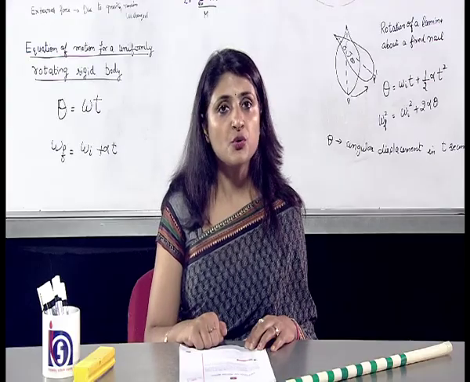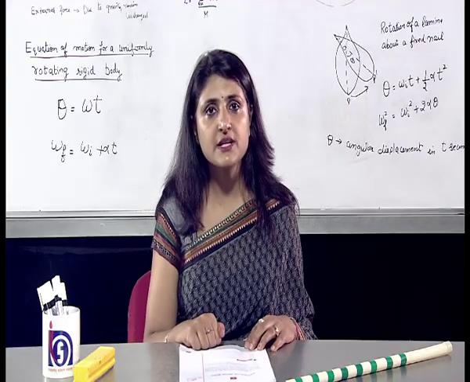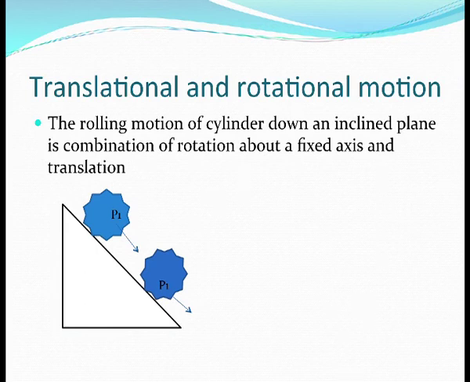Let's talk about a motion which is a combination of translational and rotational motion. The best example could be a cylindrical rod just rolling down an inclined plane. We have taken an irregular shape of the cylinder so that we have different points, that is P1. We know that when the cylinder rolls down, the P1 position changes.